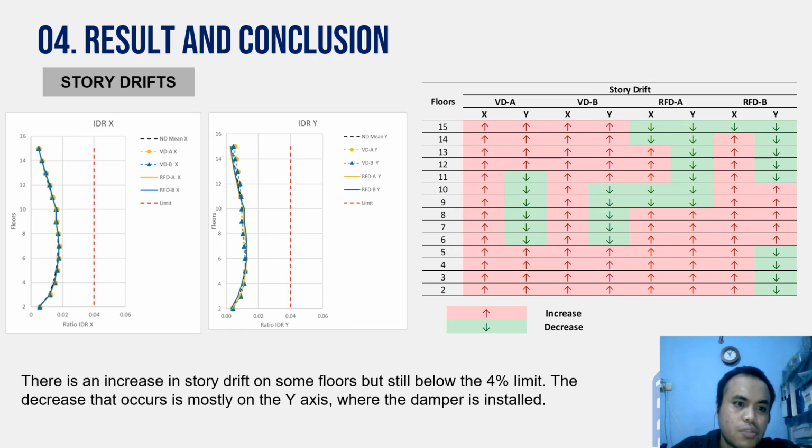The next result is about story drift. There is an increase in story drift on some floors, but still below the 4% limit. The decrease that occurs is mostly on the y-axis when the damper is installed.